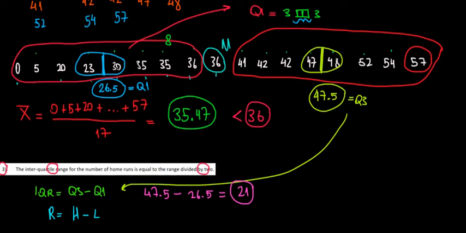We said the range is the difference between the highest observation and the lowest. The highest is this one, the far right, 57. The lowest is the first one, which is 0. The range is equal to 57 minus 0, and that's equal to 57. We have our 2 data.